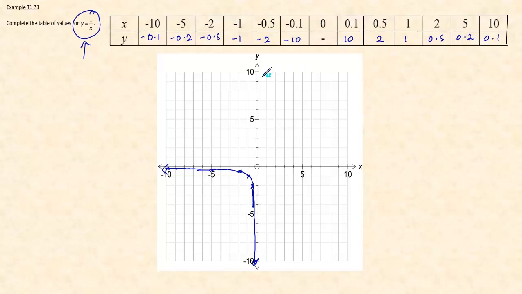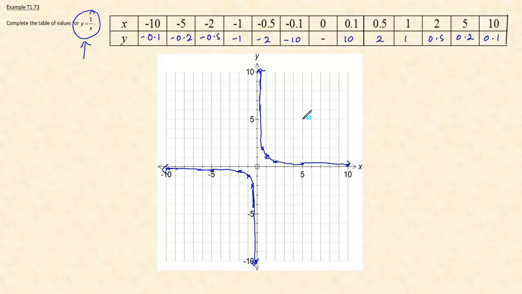And then we have 0.1, 10. And 0.5, 2, and 1, 1, and 2, 0.5, 5, 0.2, and 10, 0.1. So over here we're going to get a shape that's something like this, and there'll be a continuing trend along here and here.